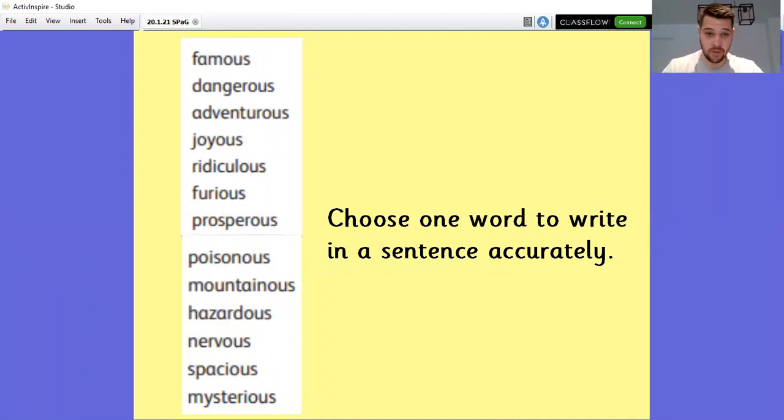Pick a word that you're not too confident with. Look at the list. I think ones like mountainous are particularly difficult. Poisonous is quite a tricky one there. It's actually neither of those root words end in an E or Y, so we just add the OUS, but they look tricky. They look like difficult ones to spell. So just break it down, see if you can spell them in a sentence accurately.